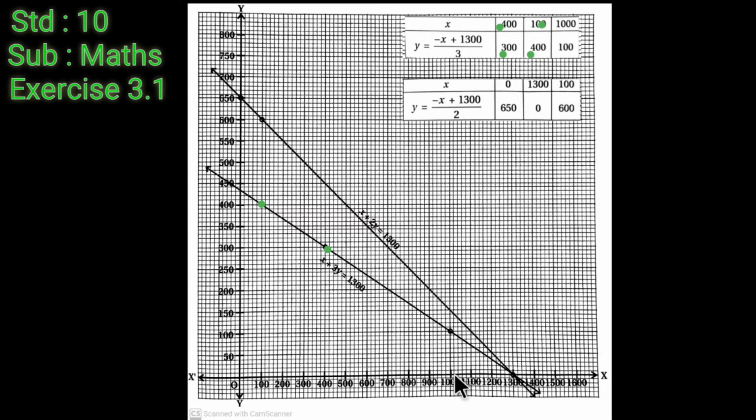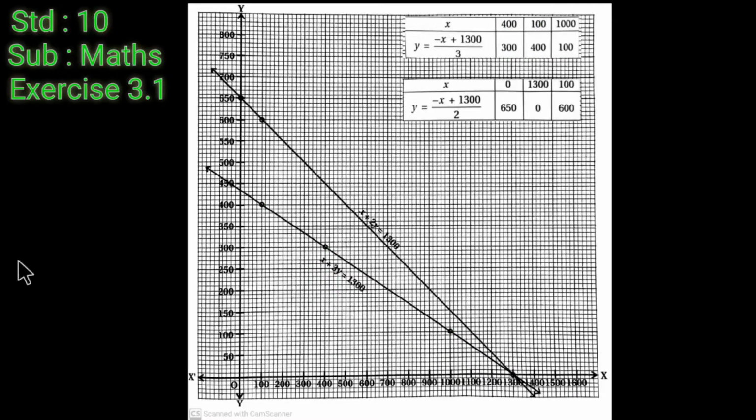So 1000 on the x axis and the same point on the y axis is 100. So the point is plotted here. Now join the 3 points, and all 3 points lie on the same line. So the equation is x plus 3y equals 1300.